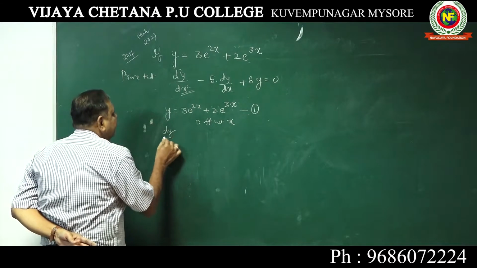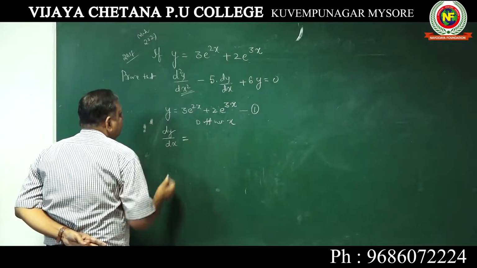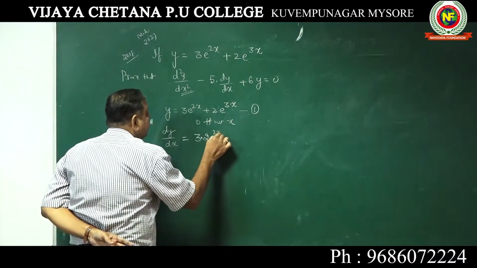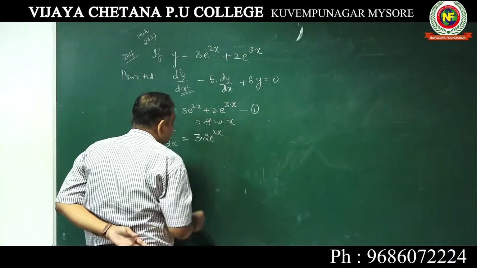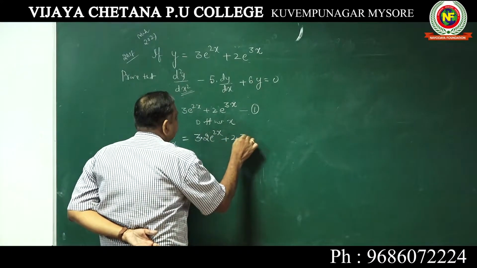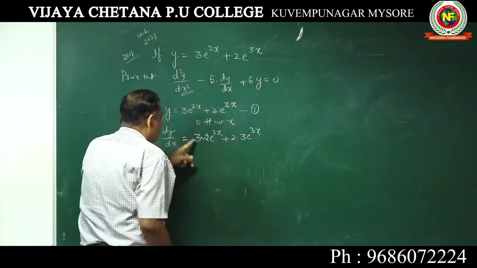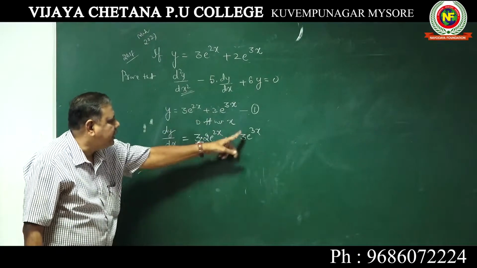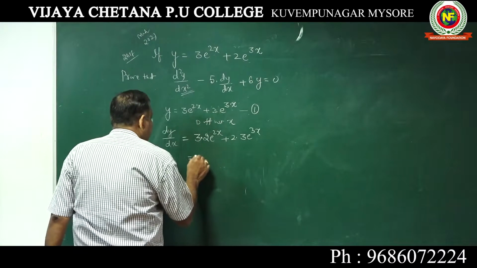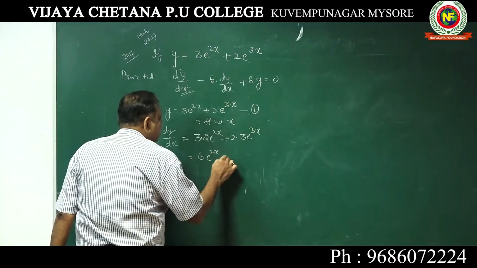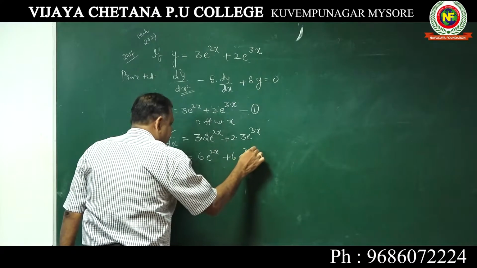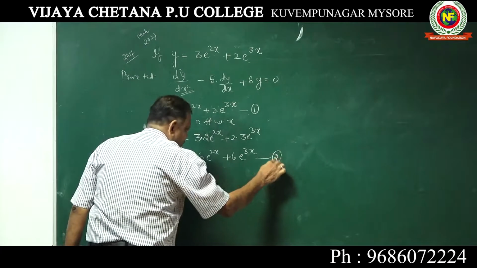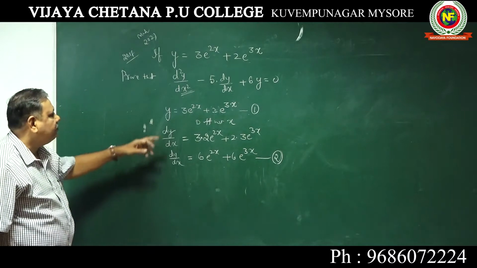Take dy by dx is equal to, when you are differentiating this one, 3 into 2 e to the power of 2x, there is a constant here, plus 2 into 3 e to the power of 3x. This coefficient will come by the side of it. So it is 6 e to the power of 2x plus 6 e to the power of 3x. This is your dy by dx. Call it as equation number 2.